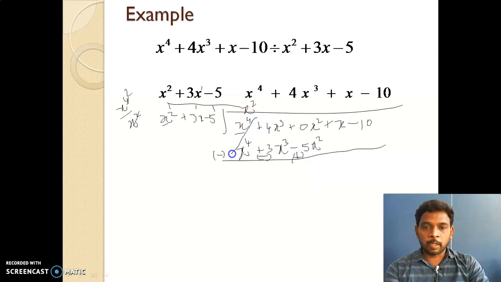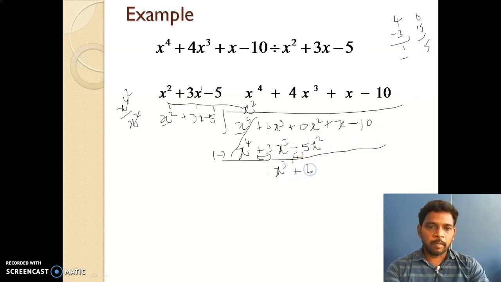So the first term automatically cancels. For the second term, here plus 4, here minus 3. So plus 4, after changing the sign, minus 3. If we subtract, 1. So 1, and write the variable as it is, that is x cube. Now here plus 0 and here plus 5. Both are positive, so when we add, plus 5 will come. So here plus 5, the variable is x square. And next, write the remaining terms down, so plus x minus 10.